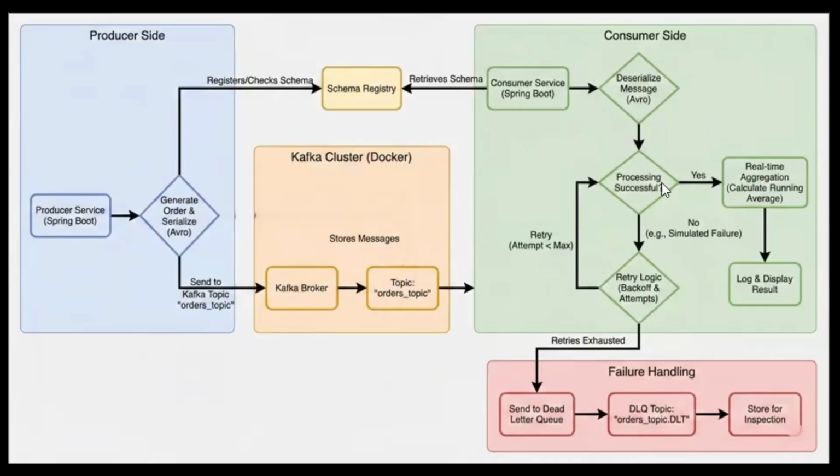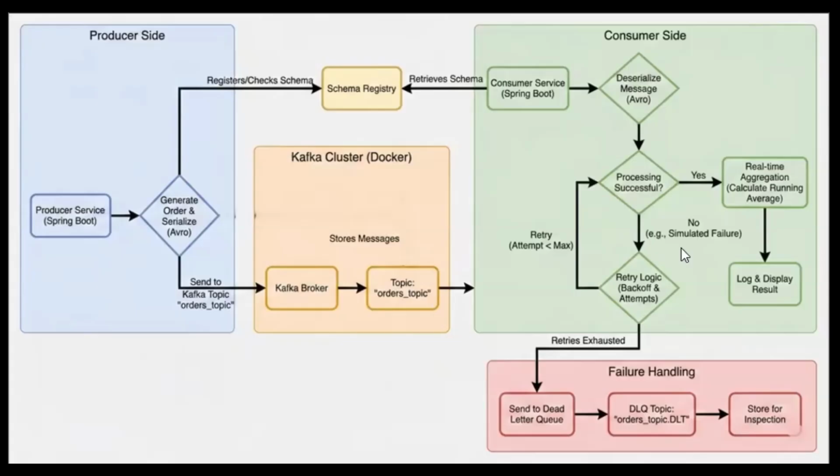So in the happy path, we process it successfully. The data moves to the real-time aggregation block. Here the system calculates the running average price of all the orders received so far and logs that result in the console. However, for the simulation of failure handling, I simulate failures for high value orders.